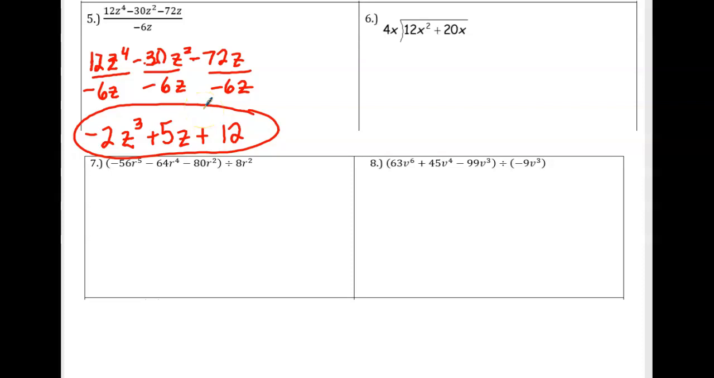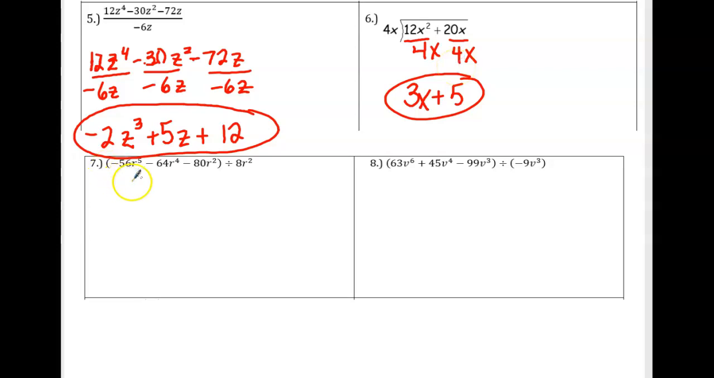All right, so for 6, this is in a little different format, but the divisor is still 4x, so we can take each term and divide it by 4x. All right, so 12x squared divided by 4x would be 3x, and 20x divided by 4x would be +5.